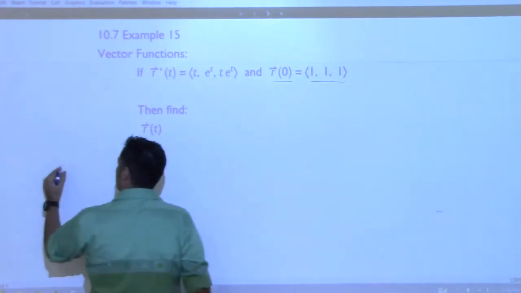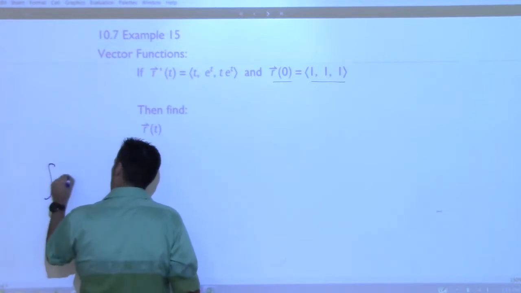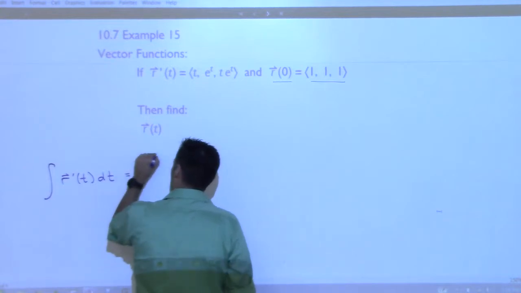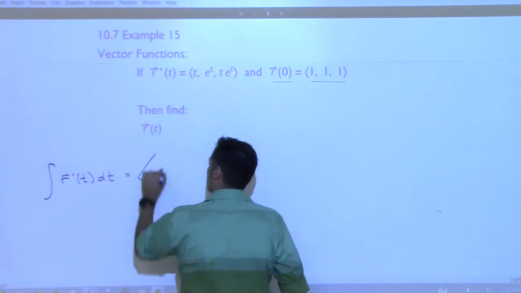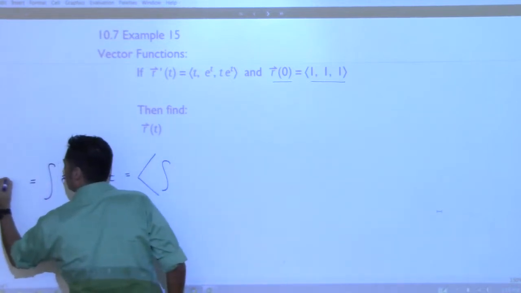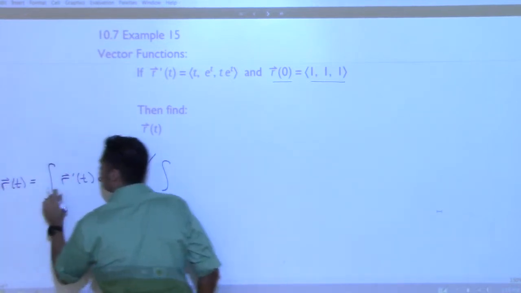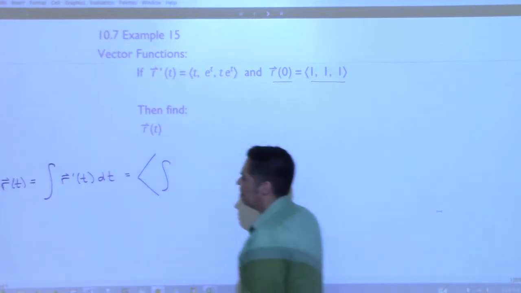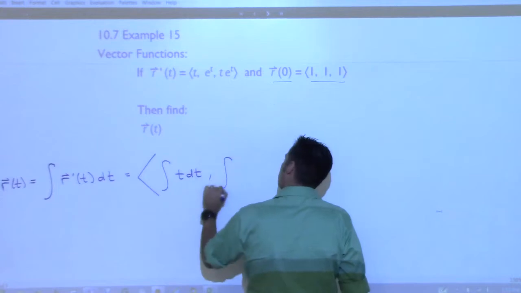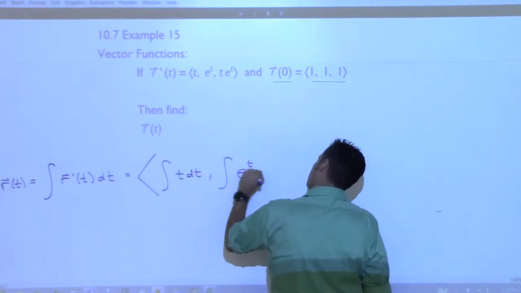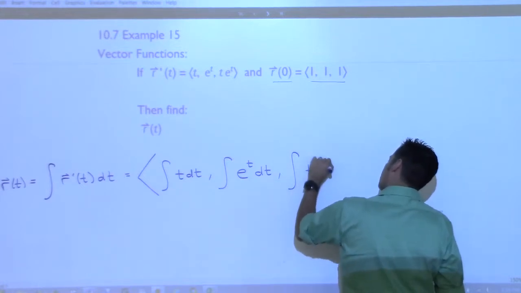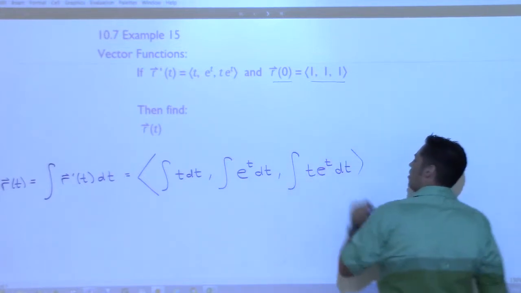I need to find the antiderivative of r prime of t. And that means I want the antiderivative of each of its pieces, right? This should be r of t, right? r of t should be the antiderivative of the derivative. So antiderivative of t dt, antiderivative of e to the t dt, and then the antiderivative of t e to the t dt. All of those.